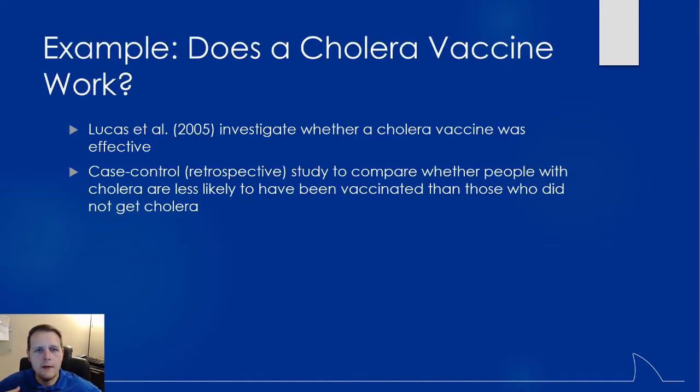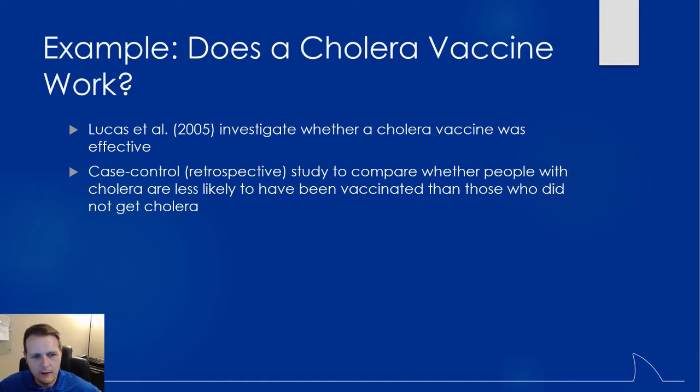Here's an example of a case control study that was done back in 2005, and it was asking the question, does the cholera vaccine work? Basically they had this cholera vaccine and were trying to determine the efficacy of it. And so they did a case control study that was retrospective. What they were doing is they were comparing people who had cholera versus those who did not have cholera. And then they looked backwards in time to see who got the vaccine and who didn't, right?